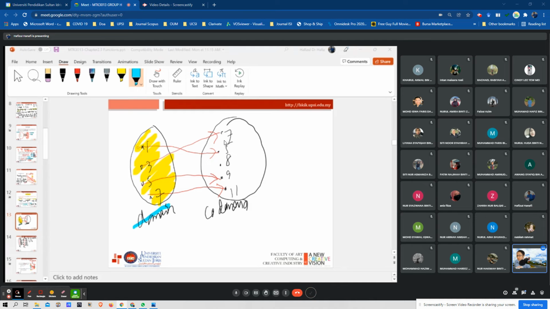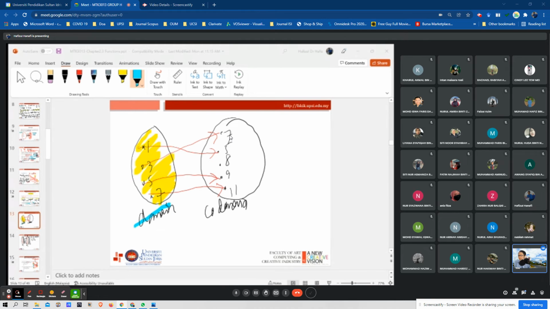But all the elements in the codomain do not have to be used. So you can see here the 8 is also not used. This is an injective function because all the inputs have unique outputs. 1 goes to 5, 3 goes to 7, and then 5 goes to 9, and 7 goes to 11.